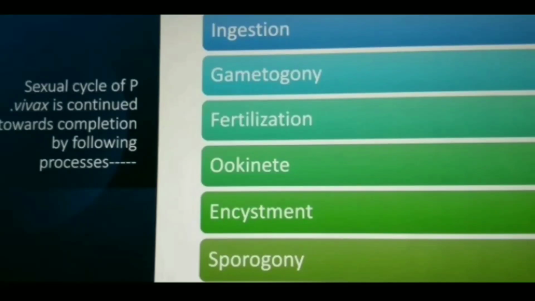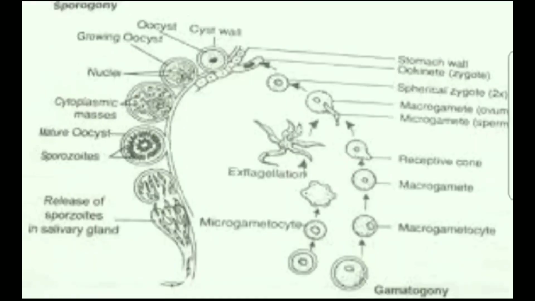The life cycle of Plasmodium vivax is continued towards completion by the following processes: ingestion, gametogony, fertilization, ookinete, encystment, and sporogony. When a female Anopheles mosquito sucks the blood of an infected person containing gametocytes in RBCs, the other phases of the parasite and RBCs are digested. The gametocytes, however, survive. These are liberated and become lodged in the cavity of the gut.